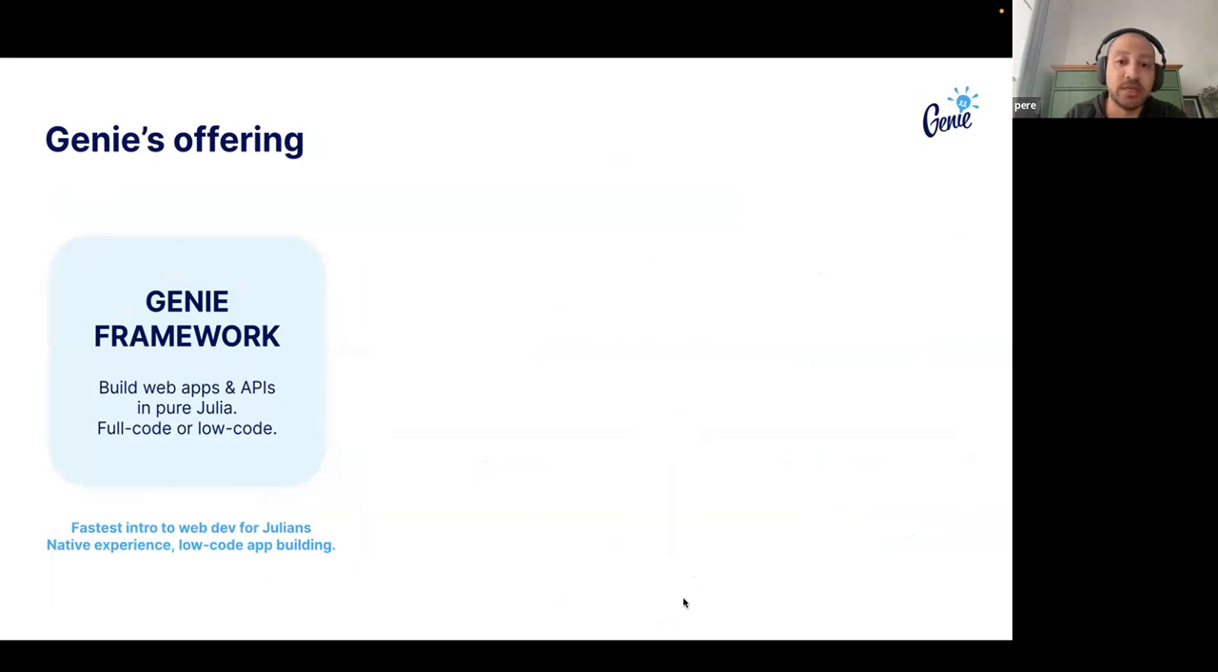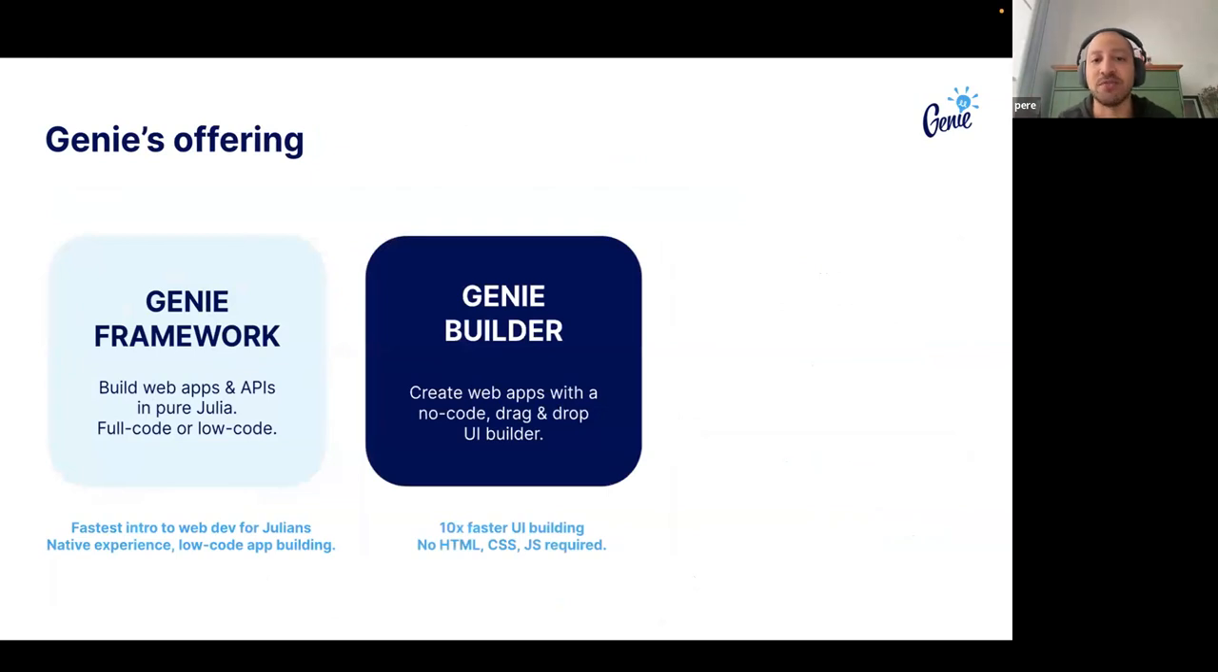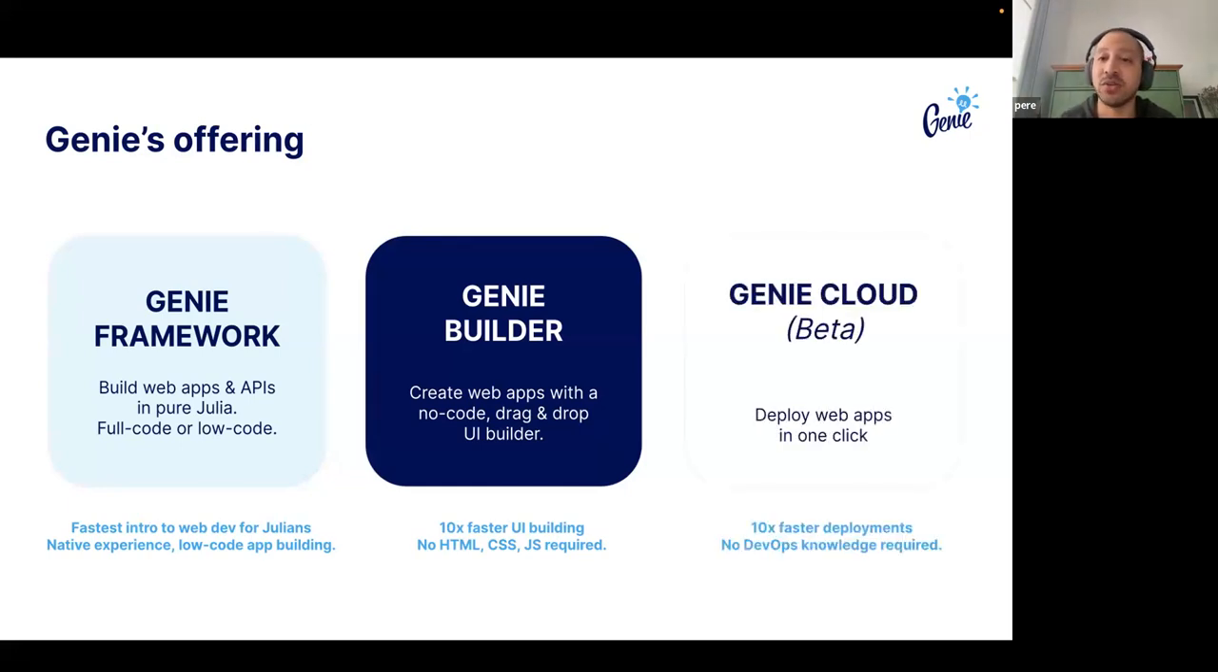Now, as a company, what we offer is the open source framework to build web applications in pure Julia. Then on top of this, we have Genie Builder, which makes you more productive in that you don't have to write any lines of HTML or JavaScript. You just have to drag and drop components onto a canvas. And then we have also developed Genie Cloud, which is a platform for the deployment and for building web applications. It is currently in closed beta, so we'll not be showing it today. But yeah, this is something that we are also working on.